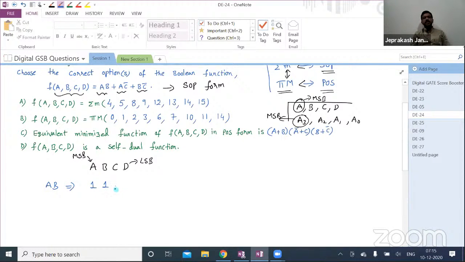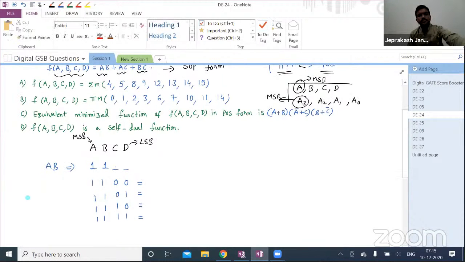Here C and D, these two are missing. So you'll get 4 combinations regarding CD. Write all the 4 combinations. Now tell me what are the corresponding min term numbers? Yes, 12, 13, 14, 15, right? Very good. 12, 13, 14, 15.